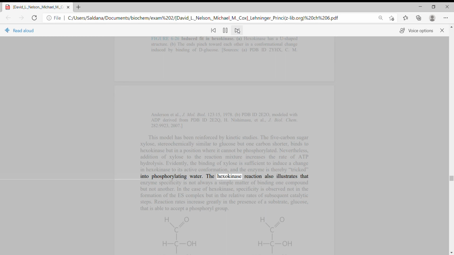The hexokinase reaction also illustrates that enzyme specificity is not always a simple matter of binding one compound but not another. In the case of hexokinase, specificity is observed not in the formation of the ES complex, but in the relative rates of subsequent catalytic steps. Reaction rates increase greatly in the presence of a substrate, glucose, that is able to accept a phosphoryl group.